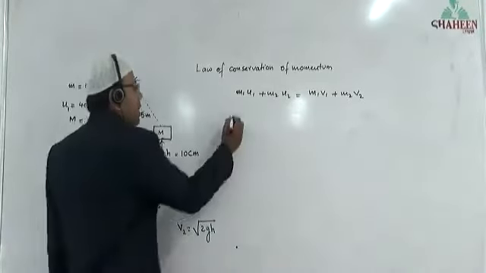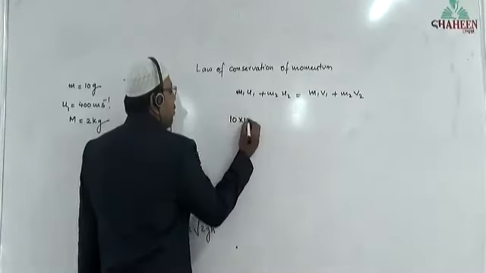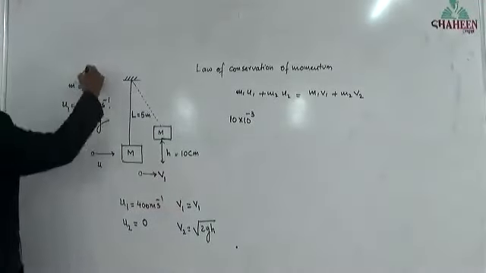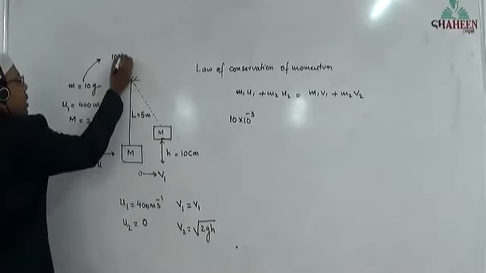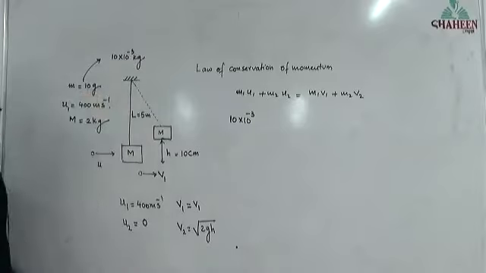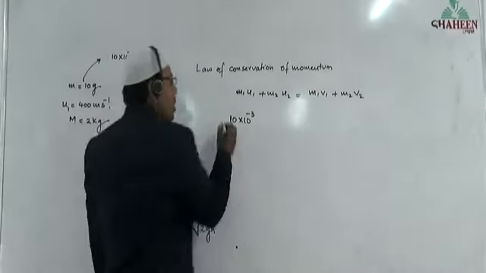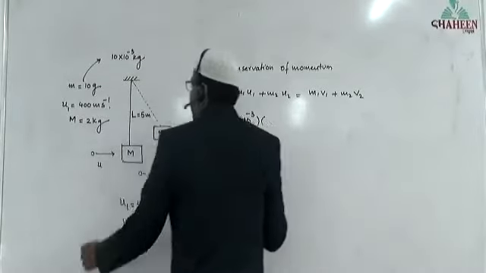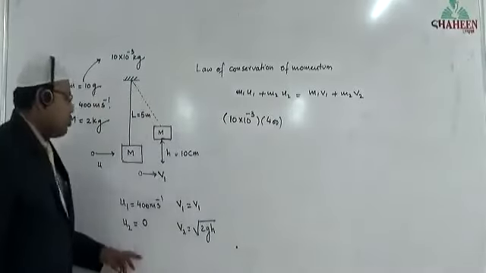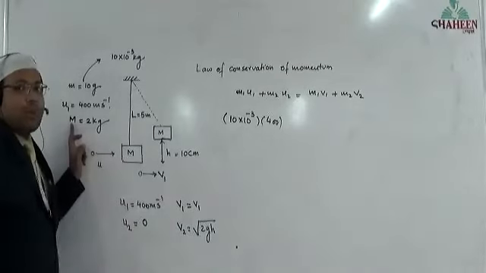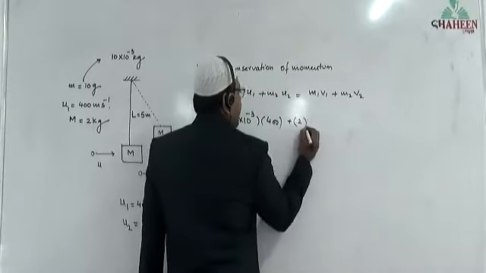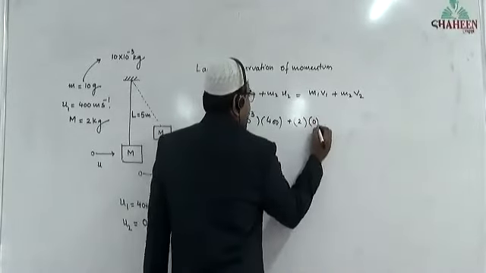So 10 gram, what will we do here? 10 into 10 power of minus 3. I am converting gram into kg. This is kg. What is U1? It is 400. So I will write 400 plus M2. What is M2? M2 is capital M, the mass of the block, which is 2 kg. What is U2? It is at rest, initial velocity 0.